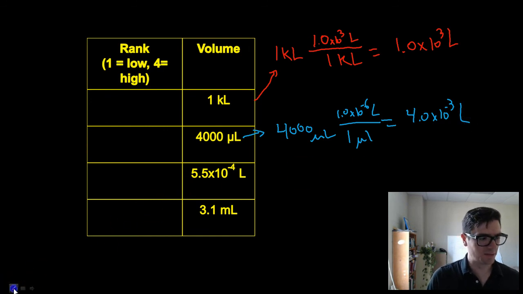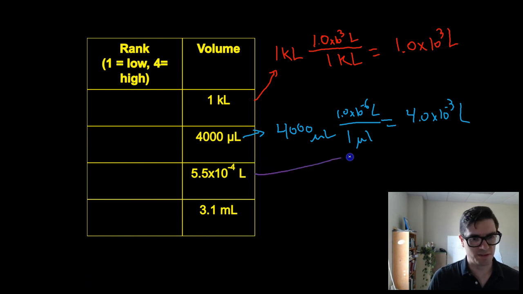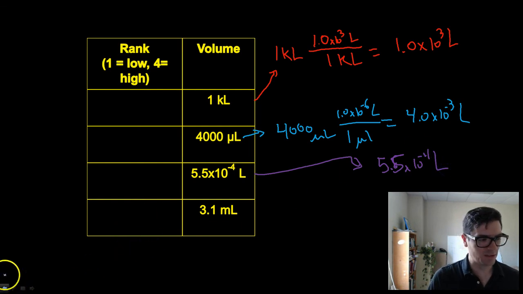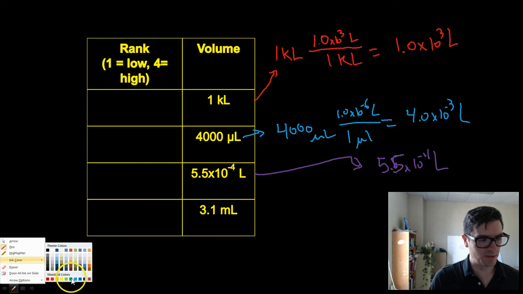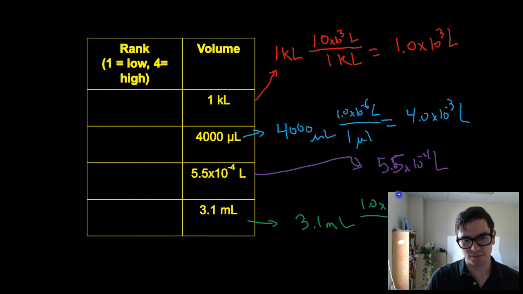This next one is straight up already in your base units: it's 5.5 times 10 to the minus 4 liters. And your final one is in milliliters. We need to convert that into liters. So we have 3.1 milliliters times this conversion: 1.0 times 10 to the minus 3 liters per 1 milliliter. Then your answer is 3.1 times 10 to the minus 3 liters.